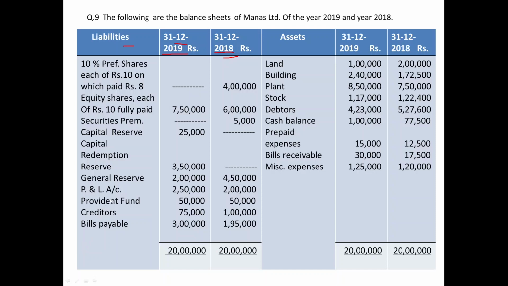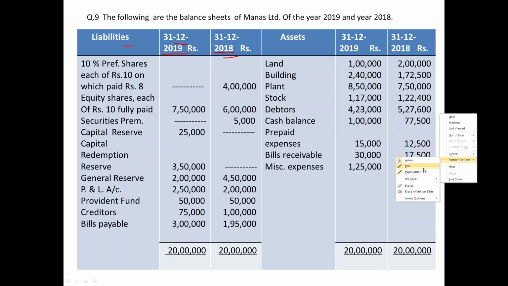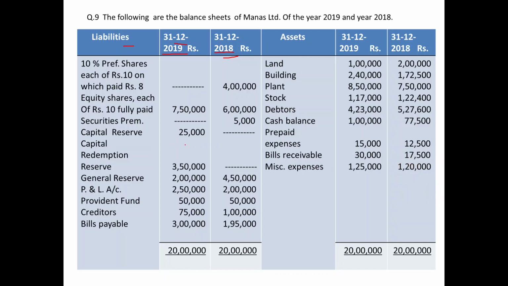As usual, we have to start cash flows generated from operating activities by taking the net profit of the year. We have to compare the two balances of profit and loss appropriation account given in the balance sheet. Have a look on the liability side. Fourth last item, profit and loss account. 2,50,000 current year, last year 2 lakh. It means profit of the year, net profit of the year is rupees 50,000.